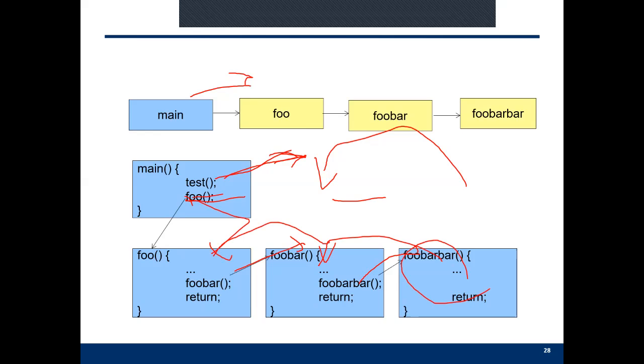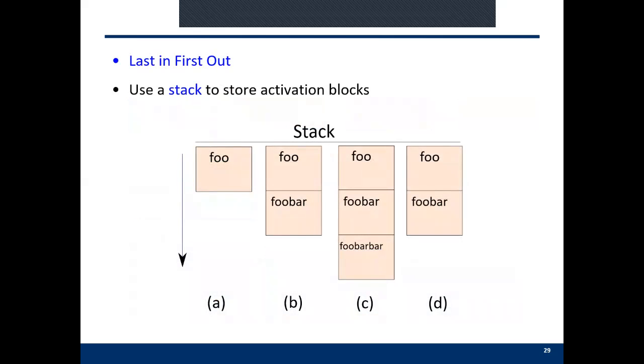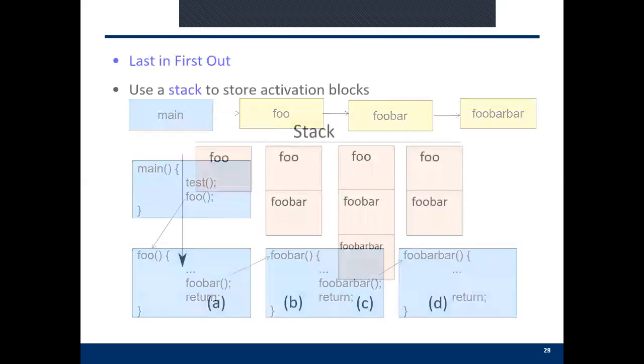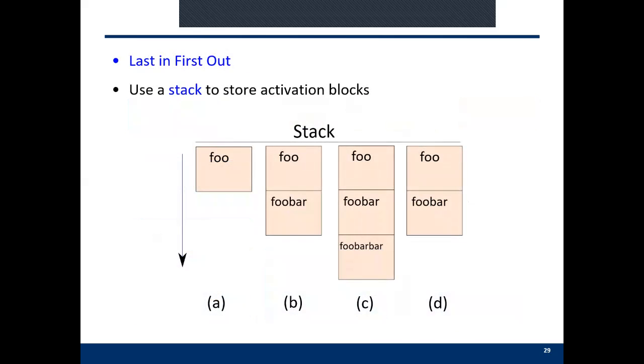to main. So this is actually the typical structure of a stack, which is last in, first out. The so-called last in means foo bar bar is the last function we get into the structure, but it will go out of this structure first. So this is the so-called stack.